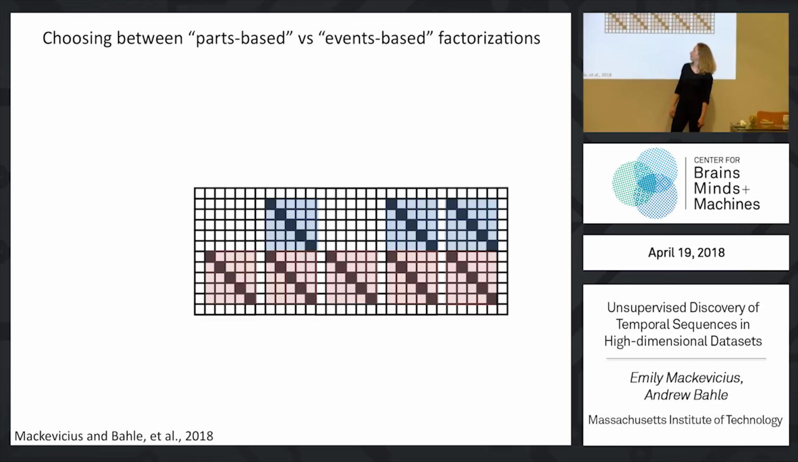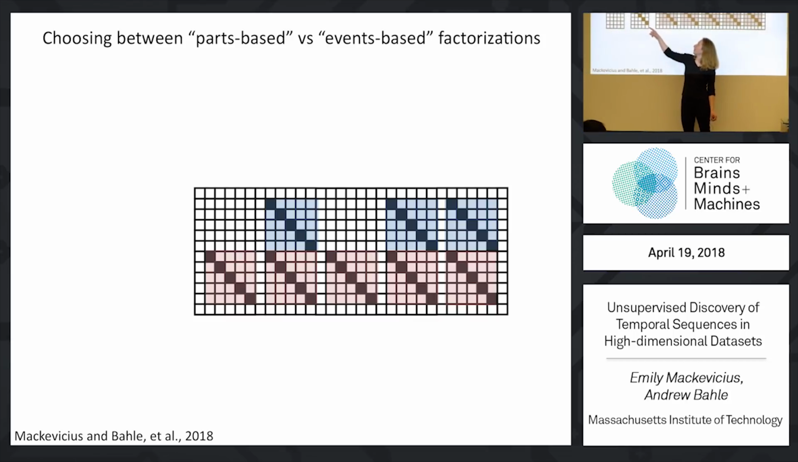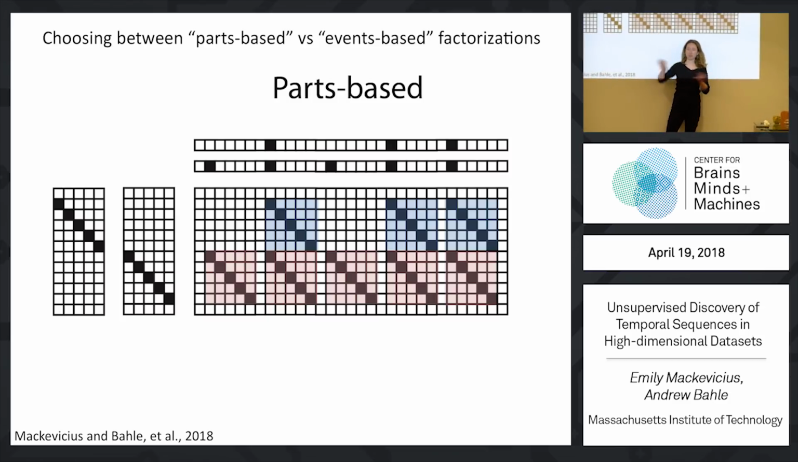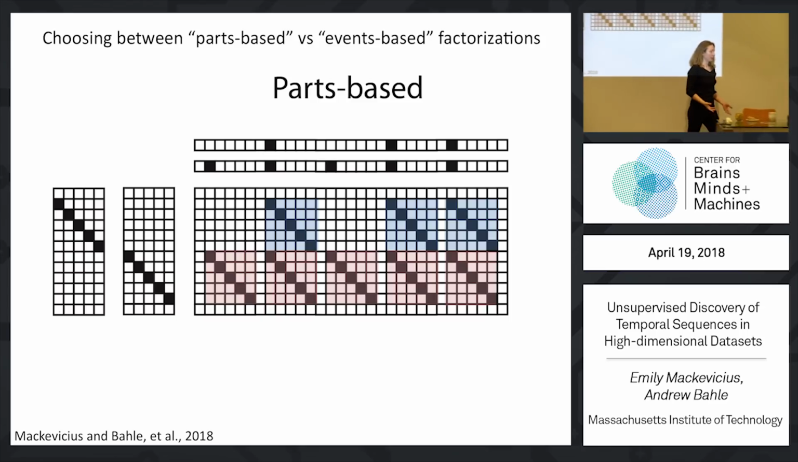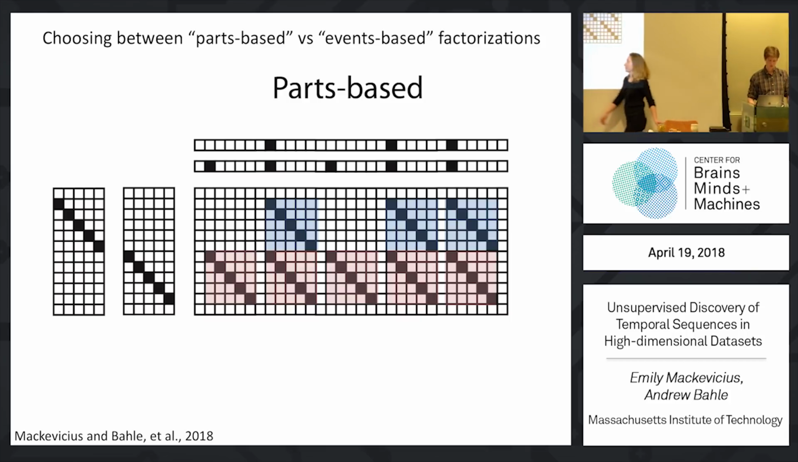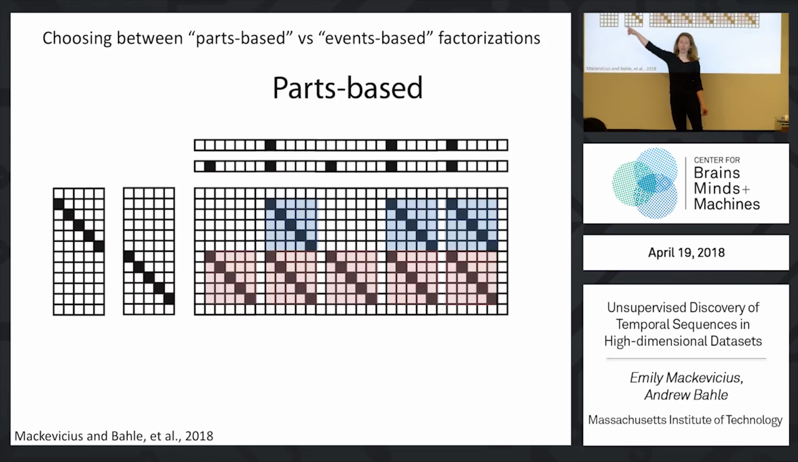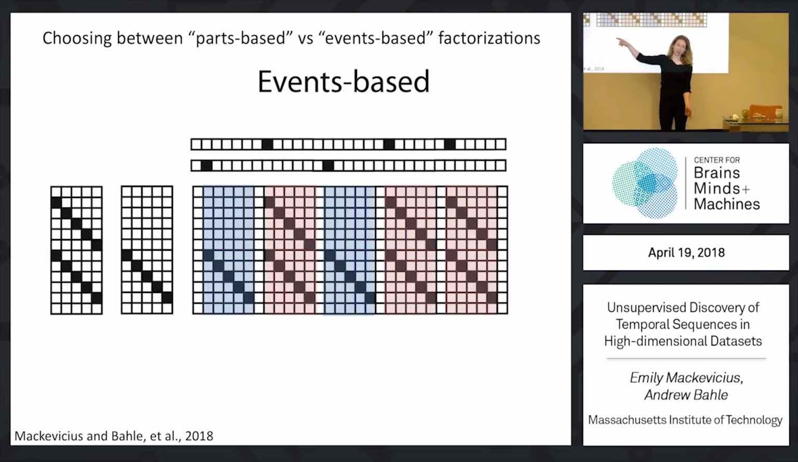These are two different ways you could factorize the data, and they both give you exactly the right answer in terms of reconstructing the data. It might just be a personal preference which one you prefer. For example, if you're trying to break your neurons into cell types, you might prefer a part-spaced factorization, whereas if you're trying to correlate neural events with behavior, then you might prefer an event-spaced factorization. So you might want to have some control over which factorization you get in the end.